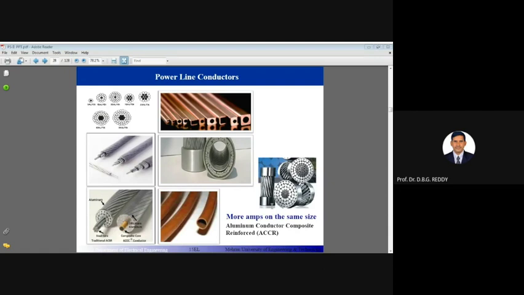You want high mechanical strength and high conductivity, and you have to balance these features: low cost, high conductivity, and less weight. We have to satisfy these 3 features for the power line current carrying conductors. Then only will you get higher transmission efficiency. You can clearly see all the power line conductors in this slide. Then I will go to the next slide.